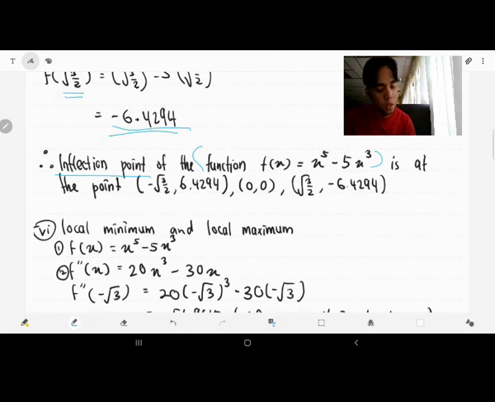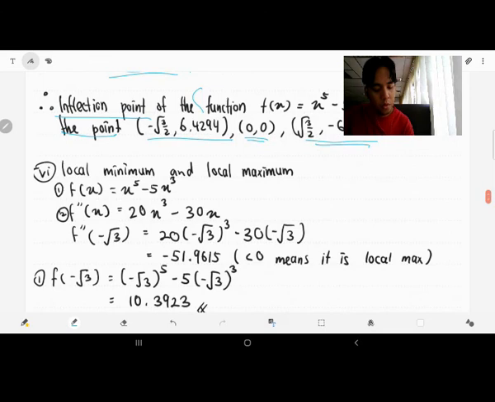So therefore the inflection points of the function f(x) = x^5 - 5x^3 are at the points negative square root of 3/2, 6.4294; 0, 0; and square root of 3/2, negative 6.4294.